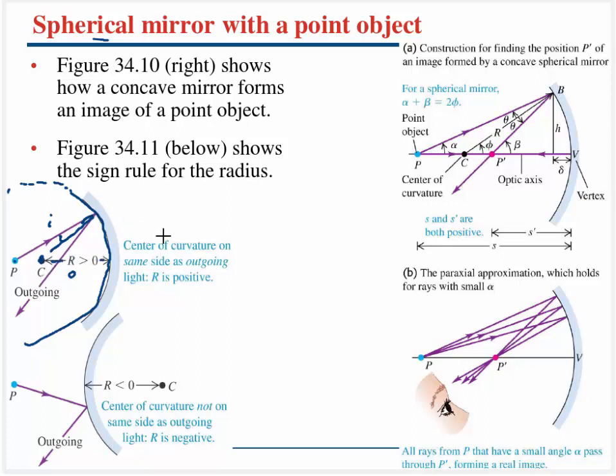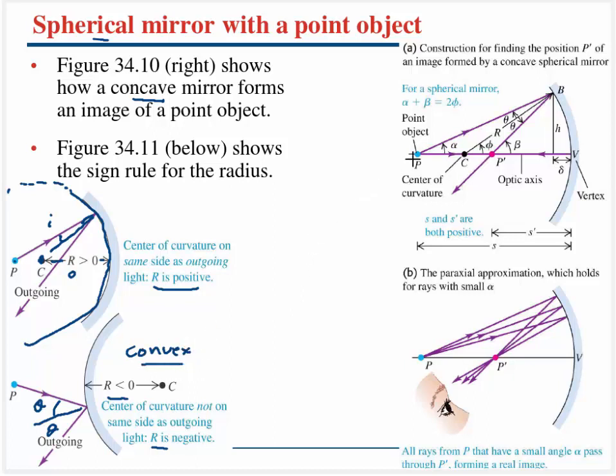In the case where the curvature is on the same side as the light, we define r to be positive. That's going to be a concave mirror. If the mirror is bent the other way, it's still going to obey the law of reflection. The angle in is equal to the angle out. But now the radius is going to be negative because it's on the opposite side of the light, and this is going to be called a convex mirror.